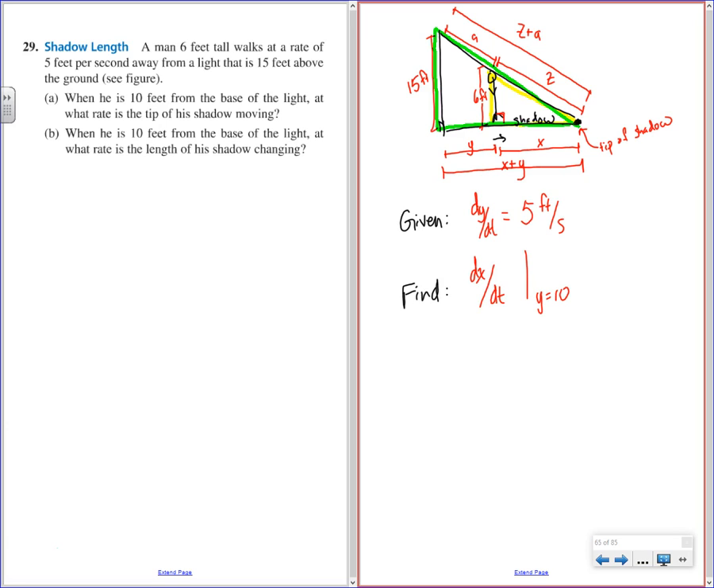Now here's where it gets tricky. Have they talked about z and a at all? Have they talked about the distance from the light to the shadow? No. So all of this didn't matter. All they're talking about is how fast he's moving away from the light and how fast his shadow is changing as a result. So what kind of equation uses only two sides and not the hypotenuse, with no angles involved? Yeah, I have no idea.